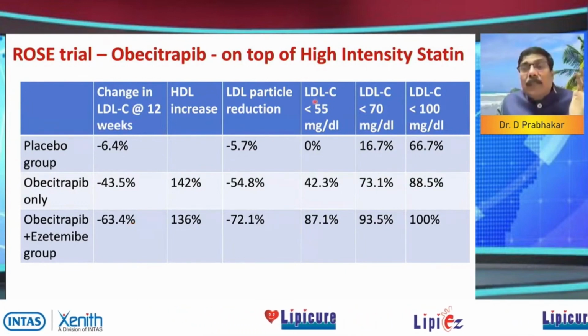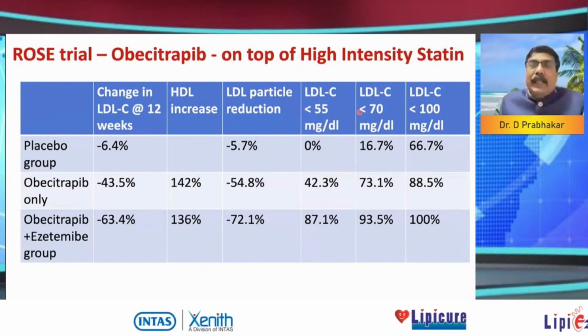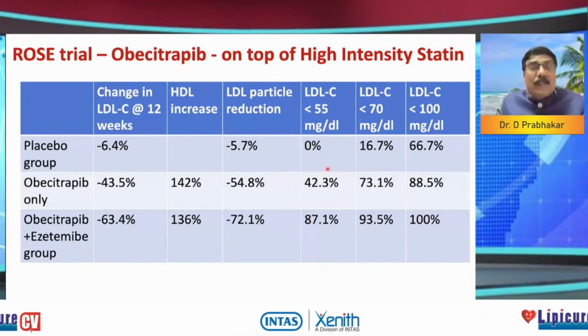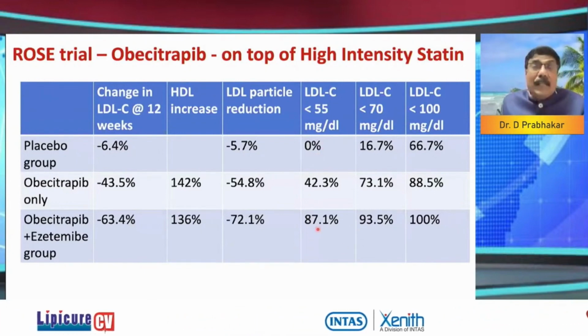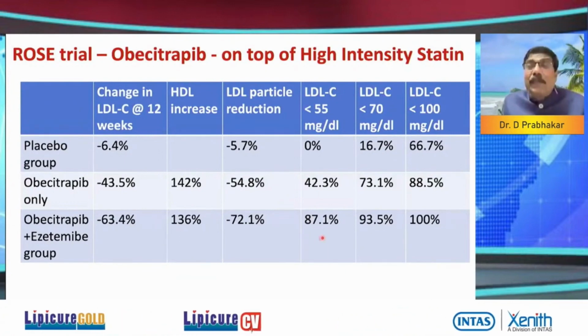With ezetimibe, there was an additional 63% reduction in the LDL cholesterol within 12 weeks. And look at the persons who are achieving a target goal of 55, which is the European Society of Cardiology guideline. Nobody reached it with the placebo, 42% reached it with obicetrapib, and if you combine it with a high-intensity statin, obicetrapib and ezetimibe, nearly 87% of the patients achieve the target.